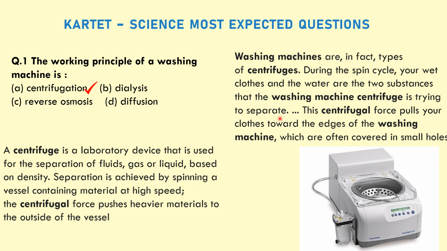After 5 minutes you can observe that the clothes have been separated from the water. The centrifugal force pulls your clothes toward the edge of the washing machine, which is often covered in small holes. When it is spinning at a very high speed, it removes the water completely. Therefore, the working principle of a washing machine is centrifugation.